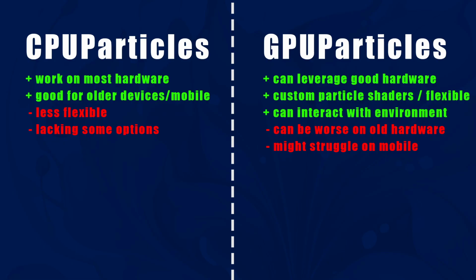For the particles, we will stick to CPU particles. They work on most hardware and are also good for older devices or mobile development. You can also use GPU particles if you want more custom particle shaders or a more flexible system. They are both great to use.